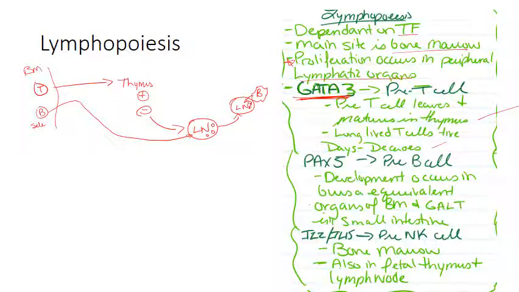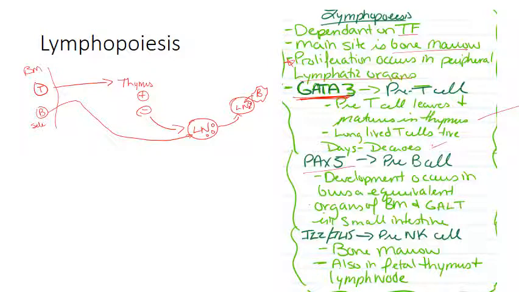So a memory T cell is an amazing, amazing cell. It can last for 10, 20 years, okay? So our pre-B depends on PAX5. PAX5 is a transcription factor; B cell development occurs in the bursa-equivalent organs of the bone marrow and in the GALT, in the small intestine. GALT is the gastrointestinal-associated lymphatic tissue, okay? And usually it's called MALT, which is mucosal-associated lymphatic tissue.